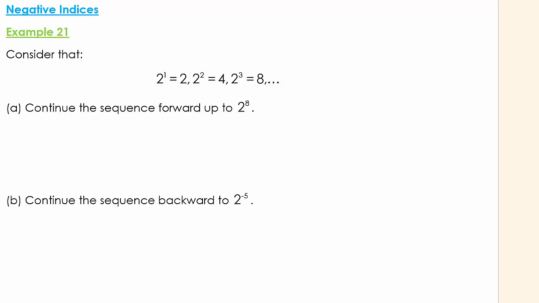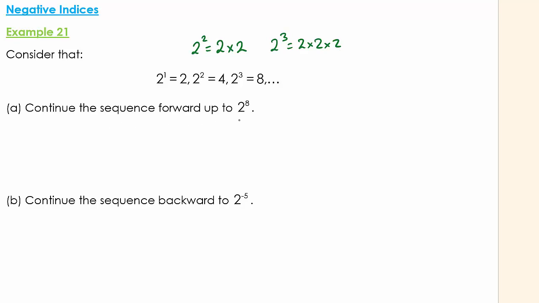So consider that 2 to the power 1 is just 2 itself. 2 squared is 4. Remember that 2 squared means 2 times 2. And 2 cubed is 8. We know that 2 cubed is 2 times 2 times 2. So 2 times 2 is 4, times 2 is 8.